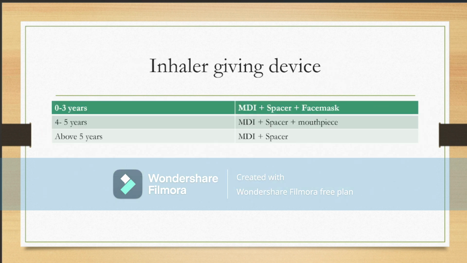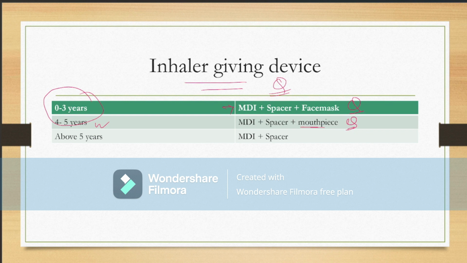Okay, now come to the inhaler delivery devices. Most common MCQs come from this part only. If the child is between 0 to 3 years, then we give a metered dose inhaler with spacer with face mask. If the patient is 4 to 5 years, then we give a metered dose inhaler with spacer with mouthpiece. It has recently changed that a face mask may not be needed for this patient. We can give only the mouthpiece.